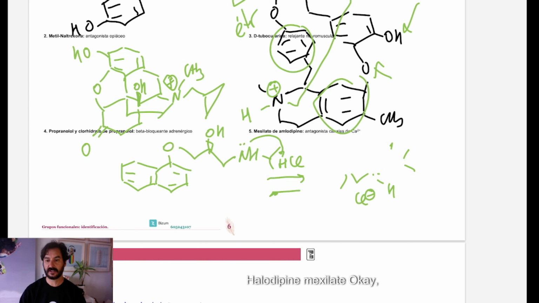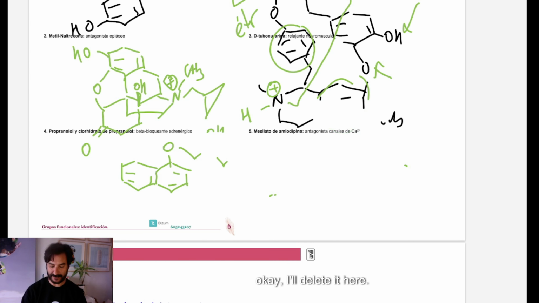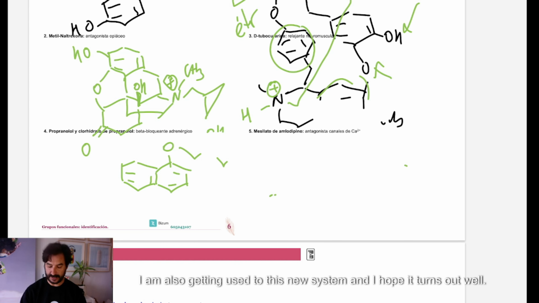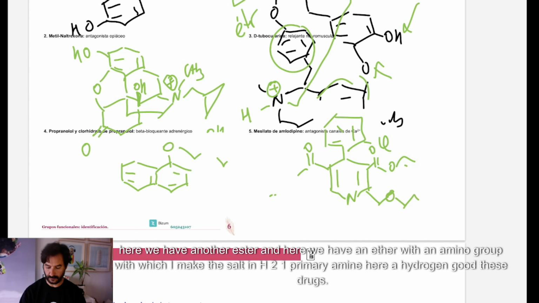I hadn't painted this one before. Amlodipine mesylate. Okay, you have it here, and here we have the gap, but I haven't painted it. I'm going to delete a little bit because I like to paint them, okay? I'll delete it here. As I tell you, I am also getting used to this new system, and I hope it turns out well, okay? Amlodipine is a 1,4-dihydropyridine derivative that has this structure, okay? This structure, amlodipine, has a chlorine here, here we have an amine, an ester, another ester, and here we have an ether with an amino group with which I make the salt in HCl, a primary amine here, a hydrogen.